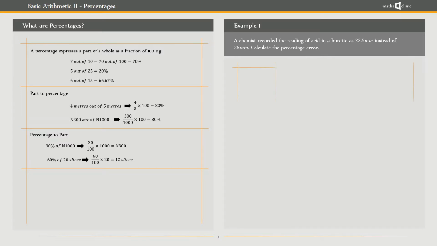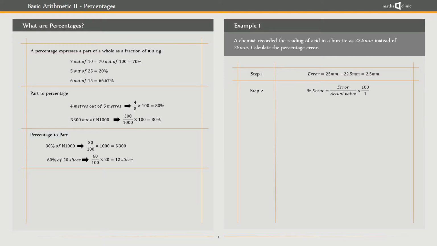Now, before we can calculate the percentage error, the first thing we need to do is find the actual error. Okay, and the actual error would be 25, the actual value, minus the measured value. So we have 25 minus 22.5, and the error in this case, the difference between the two values, is 2.5 millimeters. So now that we have the error, we can go ahead and find the percentage error.